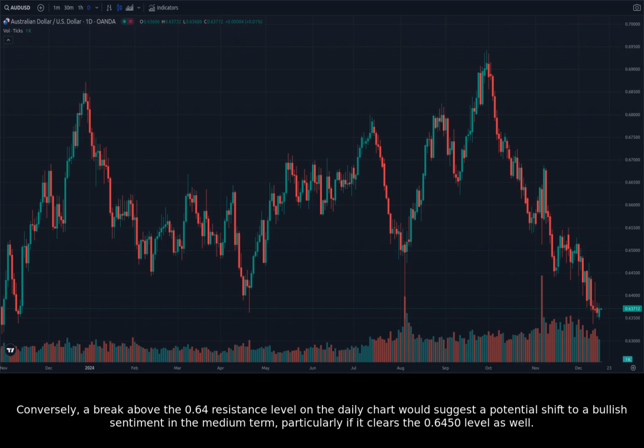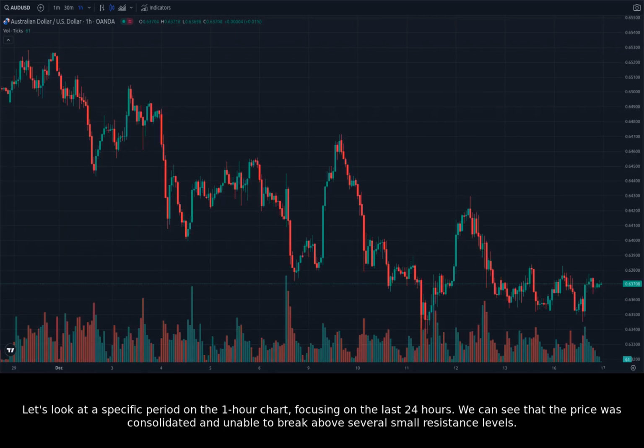Conversely, a break above the 0.64 resistance level on the daily chart would suggest a potential shift to a bullish sentiment in the medium term, particularly if it clears the 0.6450 level as well. Let's look at a specific period on the 1-hour chart, focusing on the last 24 hours.